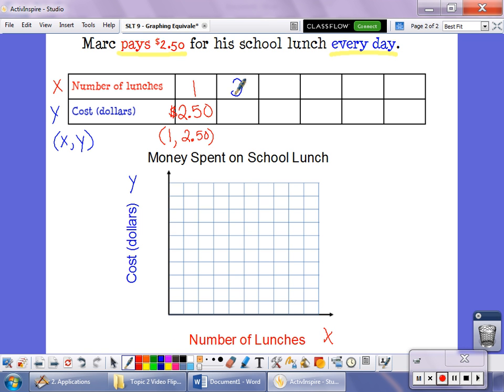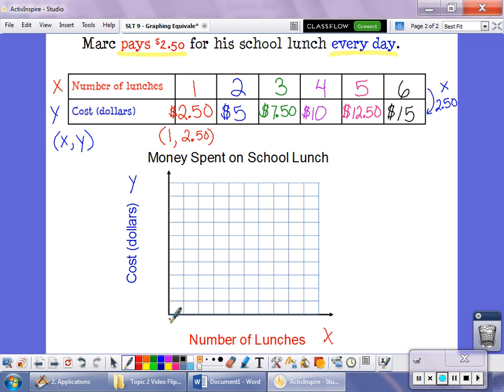So if Mark buys 2 lunches, each lunch is $2.50. So that's like saying we're doing times $2.50. So 2 times $2.50 is going to be $5. If he buys 3 lunches, we've got 3 times $2.50, which will be $7.50. And then we have 4 times $2.50, which would be $10. Got a couple more here. If he buys 5 lunches, 5 times $2.50 is $12.50. And last but not least, if he bought 6 lunches, 6 times $2.50 would be $15.